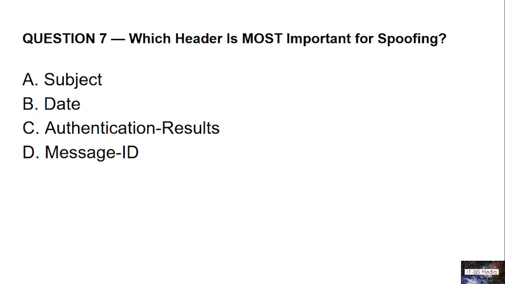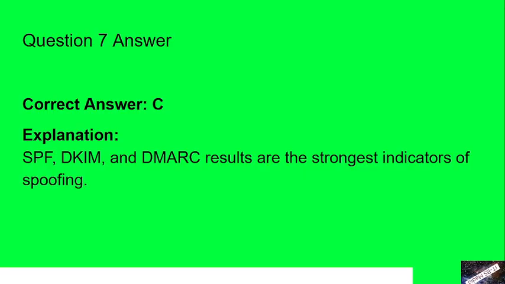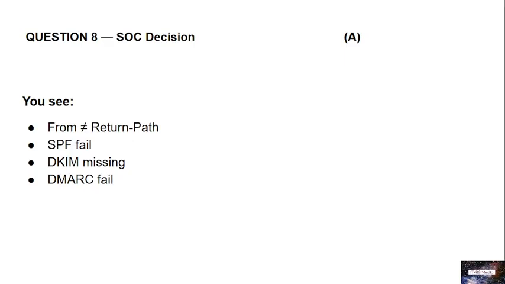Question 7. Which header is most important for spoofing? Is it the subject, date, authentication results, message ID? What is the correct answer? SPF, DKIM, and DMARC. They are the strongest indicators of spoofing. So if any of these fail, it's a strong indication that you may be dealing with a spoofing scenario.